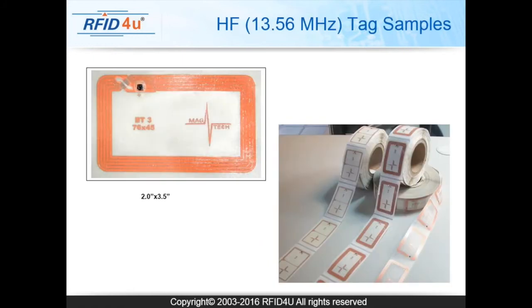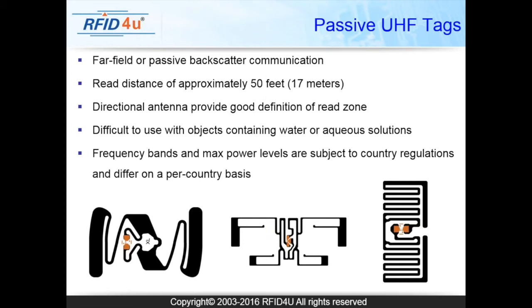And once again, with HF, you have the coils on the antenna, and that's because you're dealing with a magnetic field, and those coils going into that magnetic field generate power. On switching to UHF, ultra high frequency, we have far field or passive backscatter communication. You have read distances of approximately 50 feet. Some newer vendors can read a little bit farther, some a little bit shorter based upon the application and a variety of other things. But anyway, you have a long read distance.